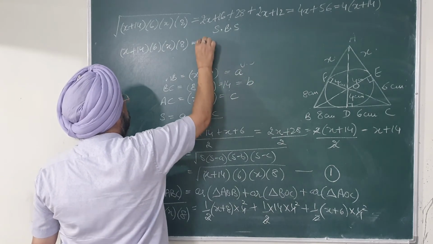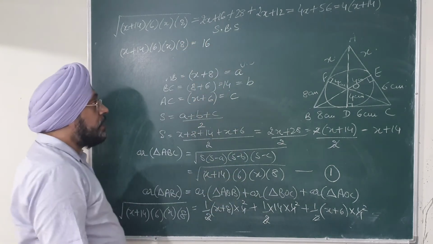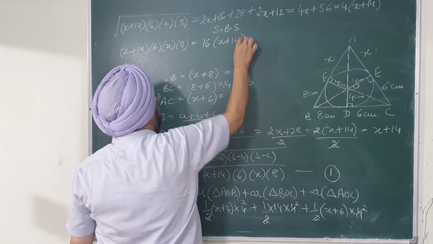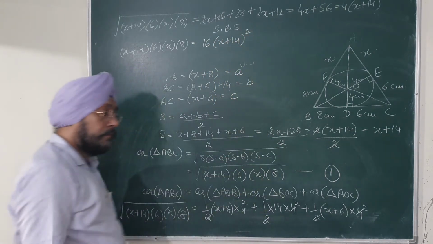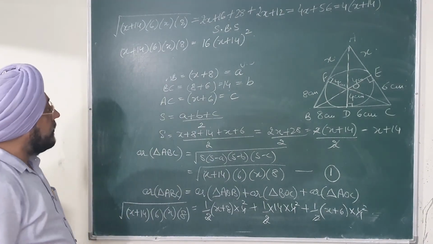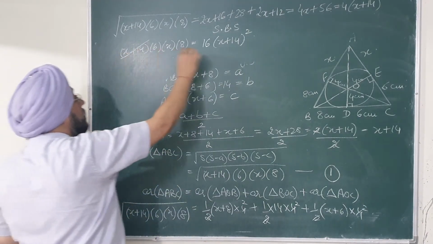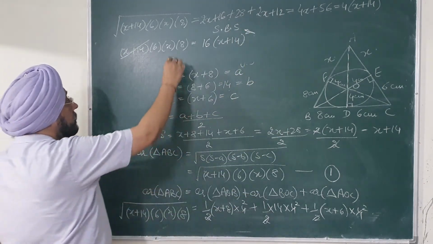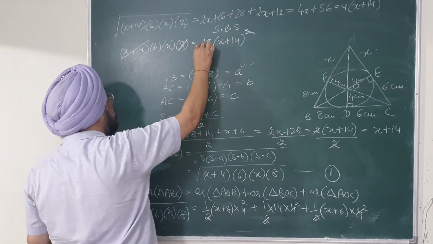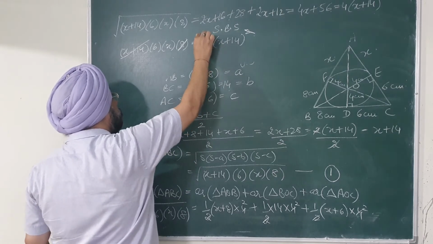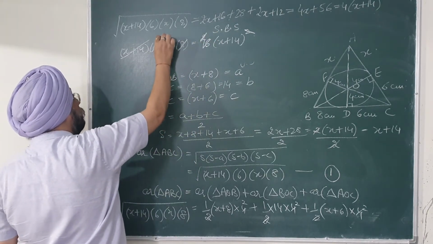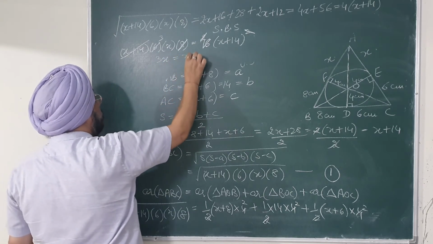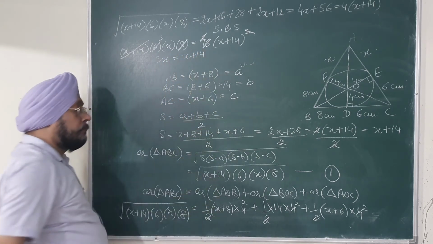And on that side, square of 4 is 16 and (x + 14) whole square remains the same. Now when we equate these two, (x + 14) is cancelled with one bracket. This 8 is cancelled with 16 to get 2. This 2 is cancelled with this 6 to get 3. So we are left with 3x, and on this side we are left with 14.